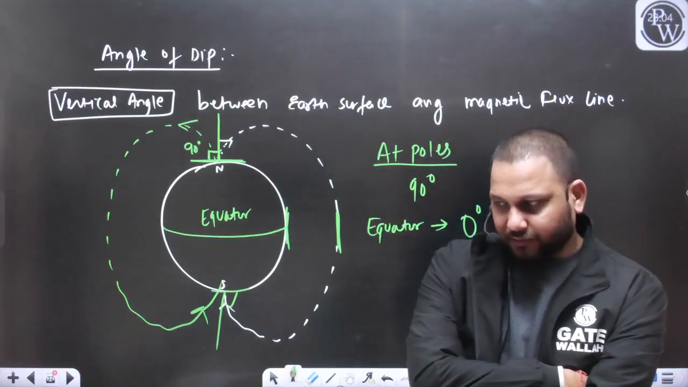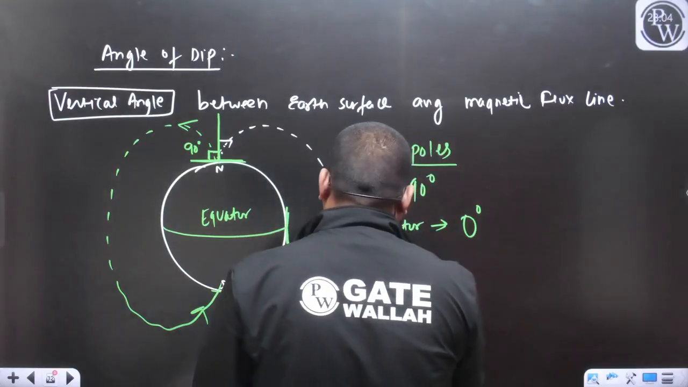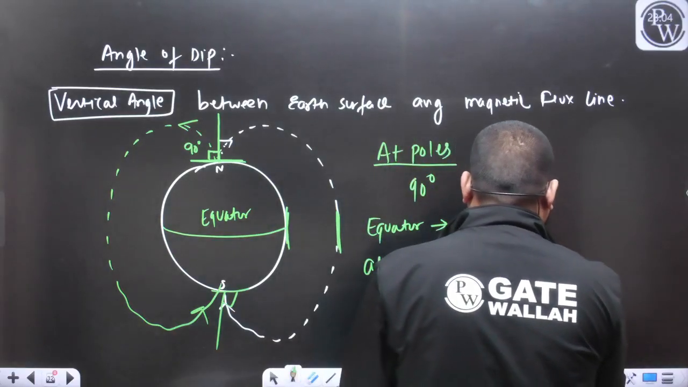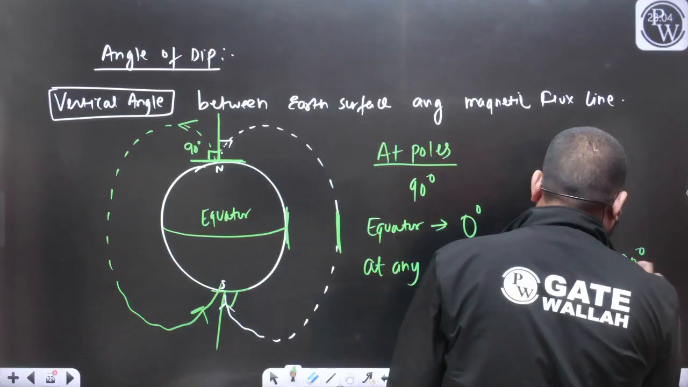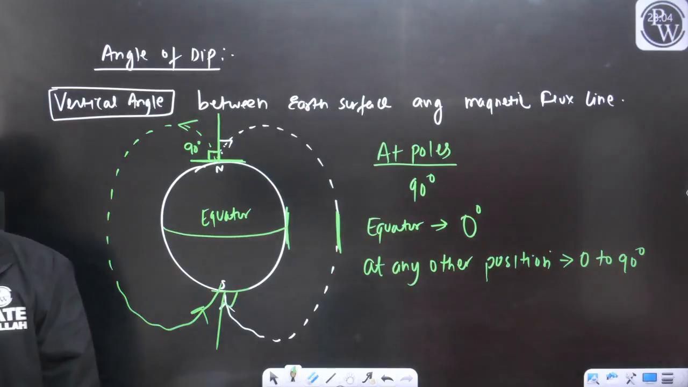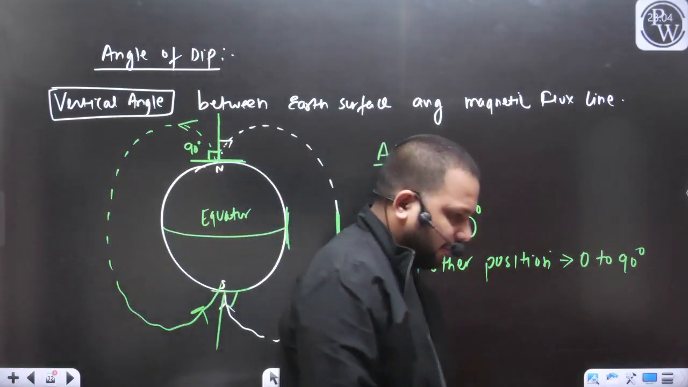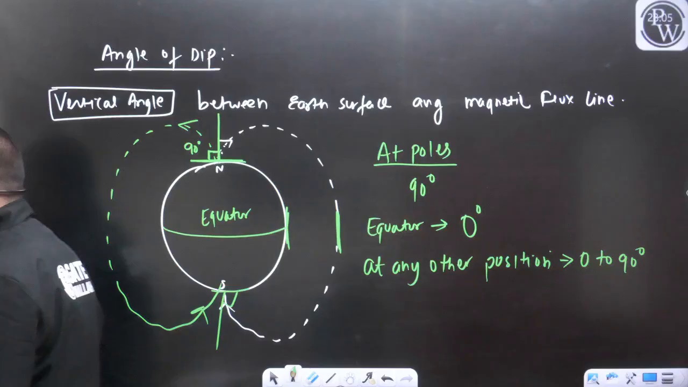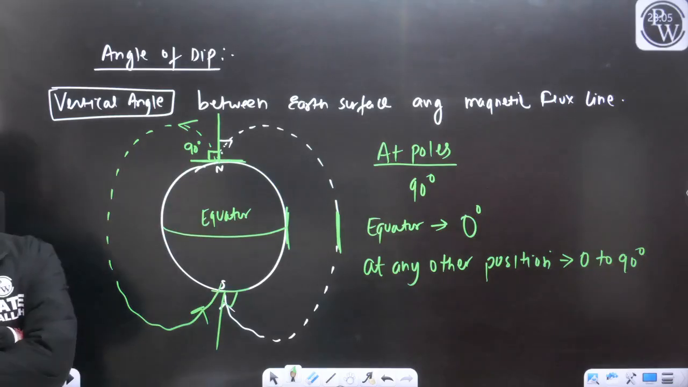Got it? Very good. At any other position apart from the pole and apart from the equator, this angle of dip or angle of depression will vary from 0 to 90 degree. Yes or no? This angle will vary from 0 to 90 degree except at the equator and poles.